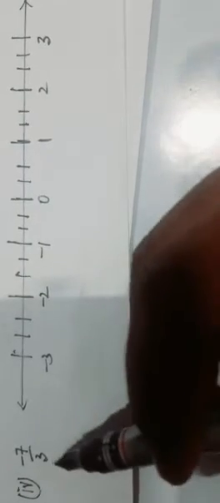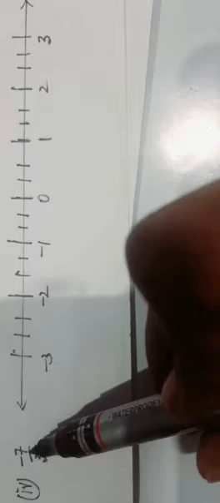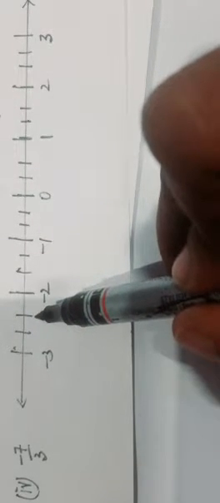Children, next let us represent minus 7 by 3 on the number line. Here are the integers. To the right of 0: 1, 2, 3. To the left of 0: minus 1, minus 2, minus 3. Count 7 divisions to the left of 0: 1, 2, 3, 4, 5, 6, 7. This 7th division is the rational number minus 7 by 3. So I write here, this is the 7th mark, and this rational number is minus 7 by 3.